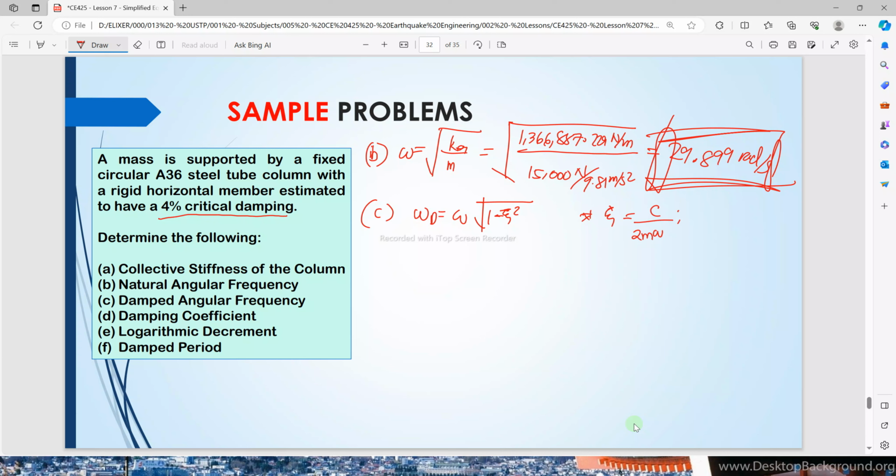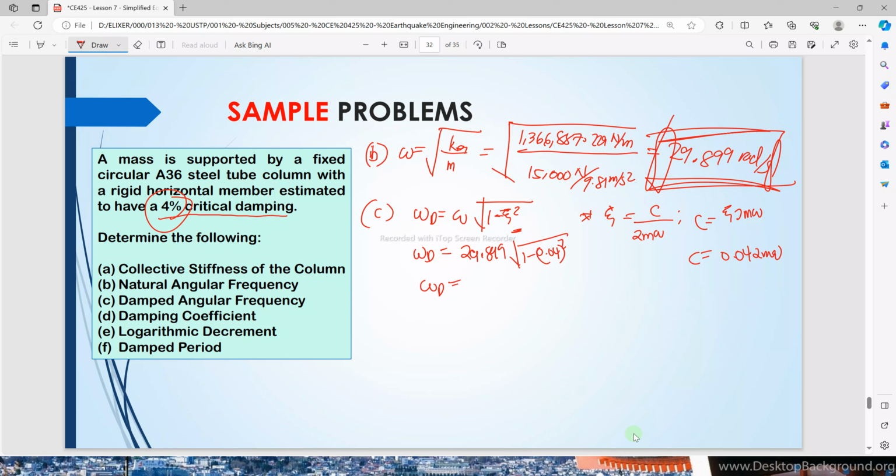So following this, our psi is equal to C over 2m omega, or 0.04 of 2m omega. Actually, the 4% is already the damping ratio. So our damped angular frequency is just equal to 29.899 times the square root of 1 minus 0.04 squared.